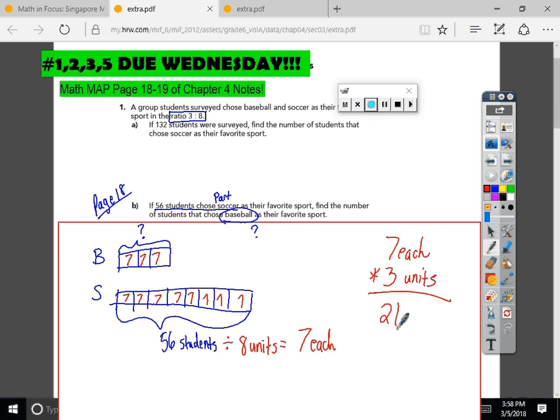21 what? Oh, find the number of students that chose baseball. This is 21 students that chose baseball. Now notice, I don't want you to get turned around with this one. You really had to build 2 different bar models. It's kind of like 2 different problems, but they both relied on this ratio of 3 to 8.